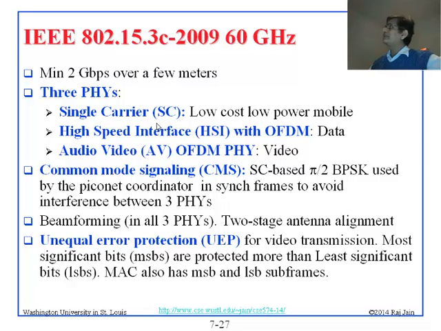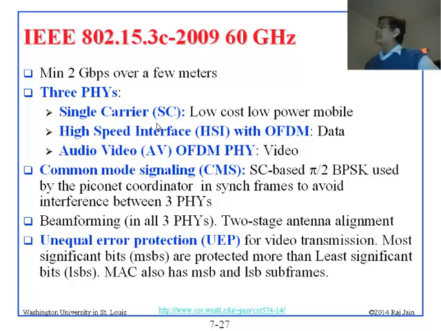So basically 15.3C is a personal area network standard, and it does almost everything that AD does: 2 gigabits over a few meters. It has 3 PHYs, starting with single carrier. If you remember, we have 7 gigahertz of bandwidth. If it's 7 gigahertz, getting 7 gigabits or 2 gigabits is not a big deal. You can just do single carrier. And of course, you can also do OFDM. And then there are some special features for audio video that we will talk about, also with OFDM.